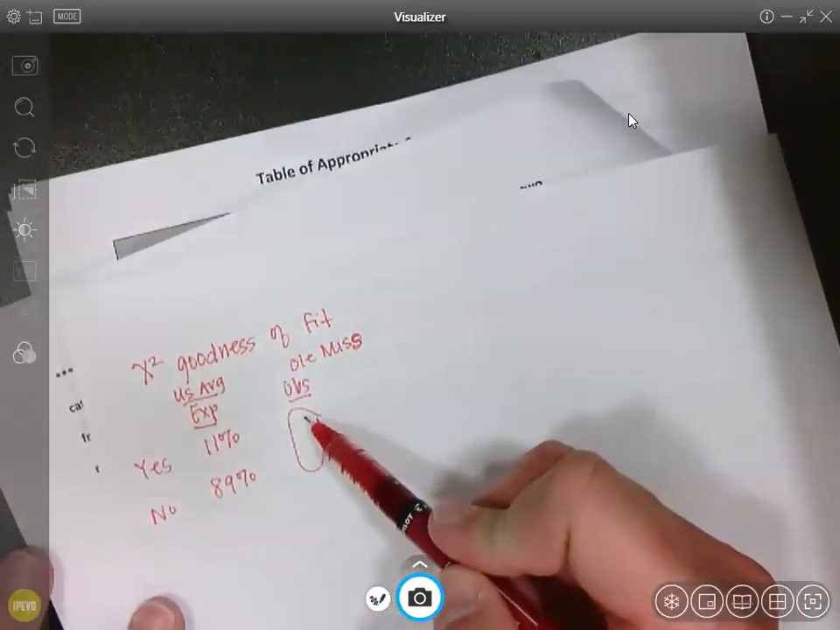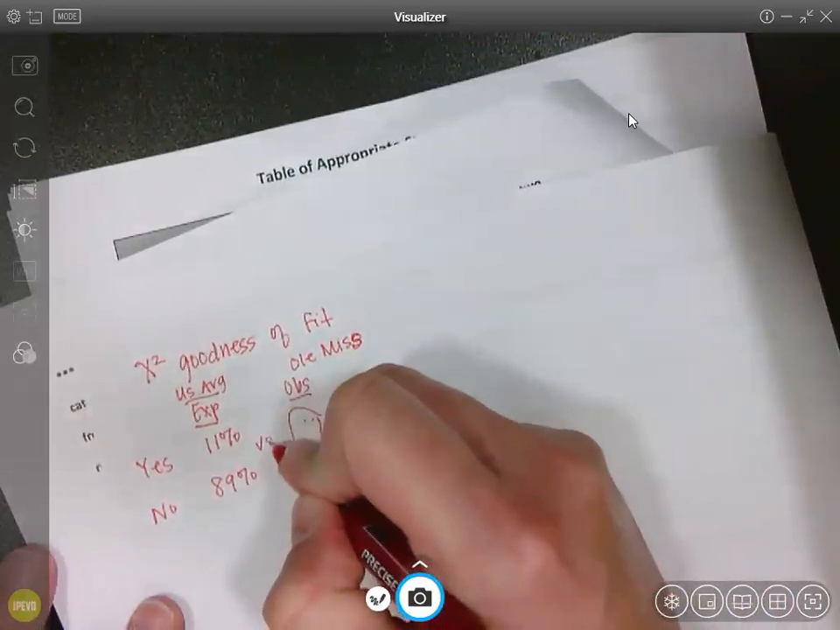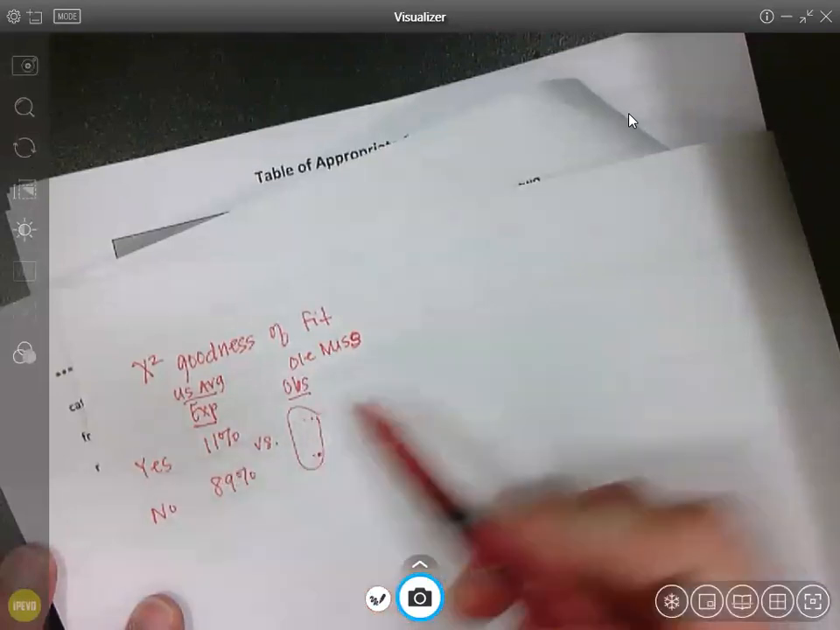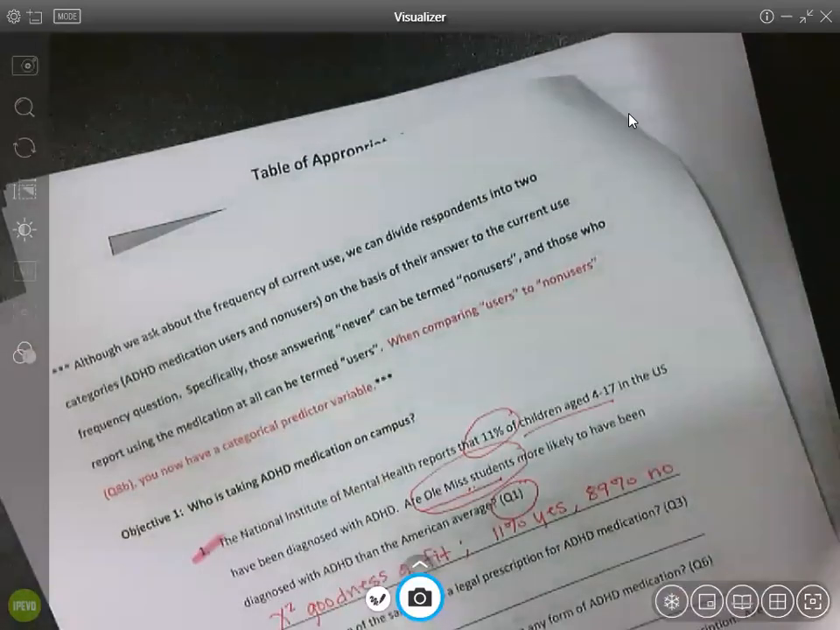But what we're going to do is compare the pattern of yeses and nos that we observe among Ole Miss students against this national average, and we're going to ask, are these two patterns equal or are they different from each other? That's what this chi-square goodness of fit test is going to do for us.